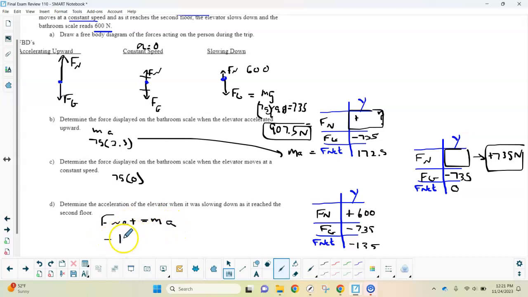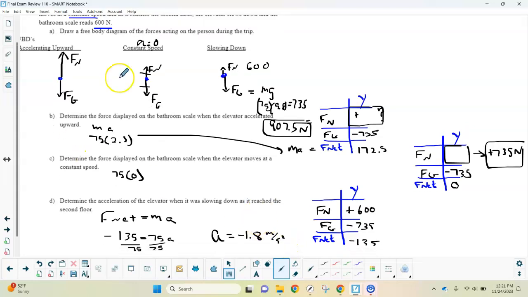So negative 135 equals 75a. And you're going to divide through by 75 on both sides to get a. And that acceleration is equal to negative 1.8 meters per second squared.